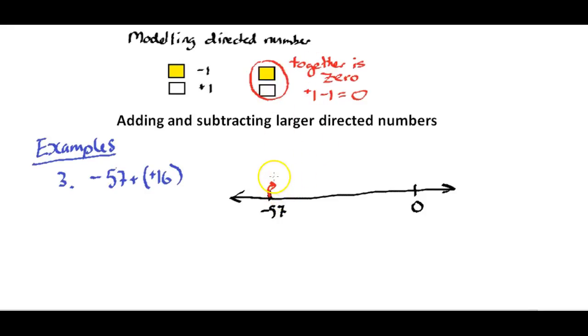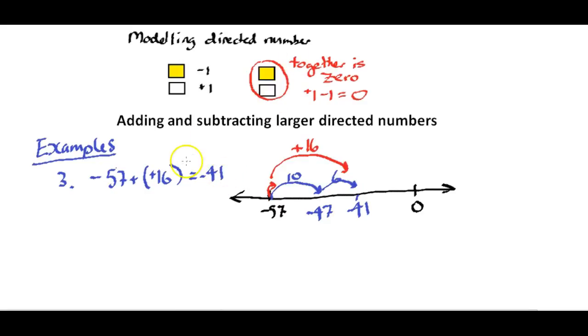Now, to help me figure that out, I'm going to do it in bits, just so I can figure it out in my head. I'm going to jump 10 first. So if I go this way 10, you might notice my number's heading back towards 0, and so I'm going to end up at minus 47 because I've just jumped a 10. Now I've got to jump 6 more. There I am, jumping 6 more. And I'm going to end up at minus 41. So my final answer is minus 41.